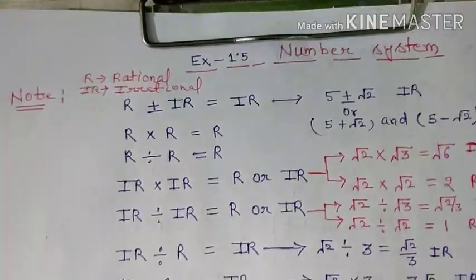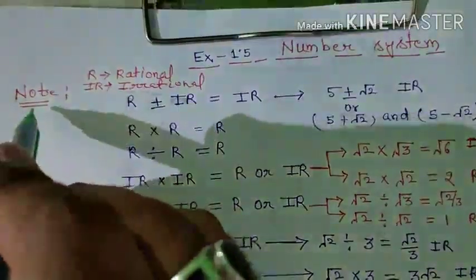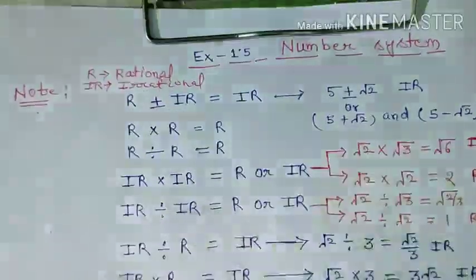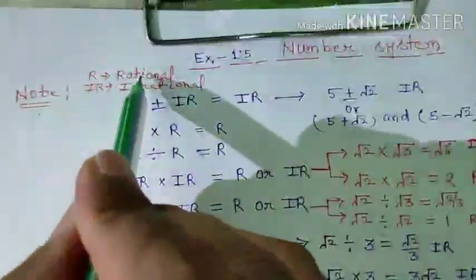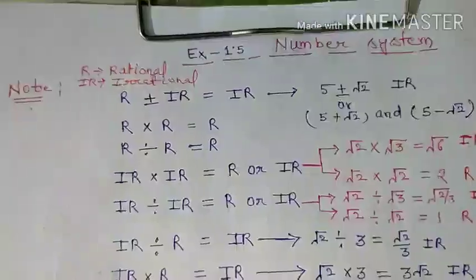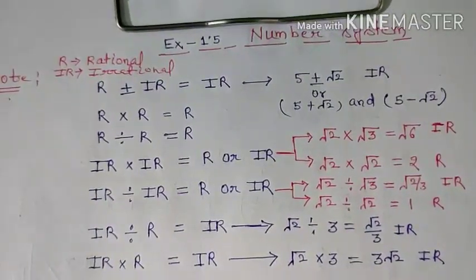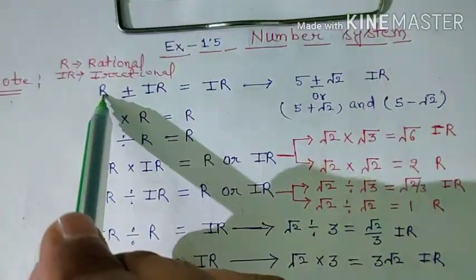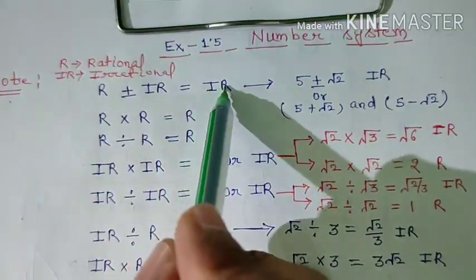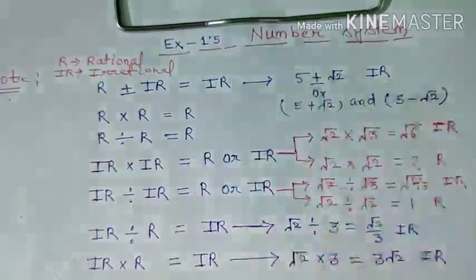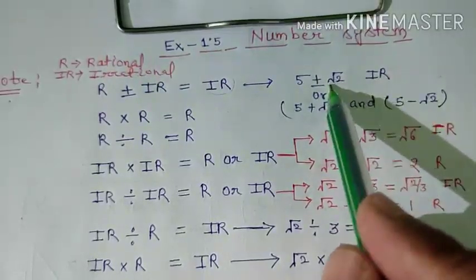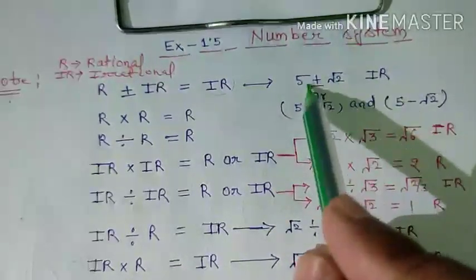Before that, there is a note which you must know before doing this exercise. I'm using some abbreviations like R for rational number and I for irrational number. Now, these are some rules which you must remember. Rational number plus minus irrational number will give you an irrational number. It means 5 plus minus root 2 will give you an irrational number.